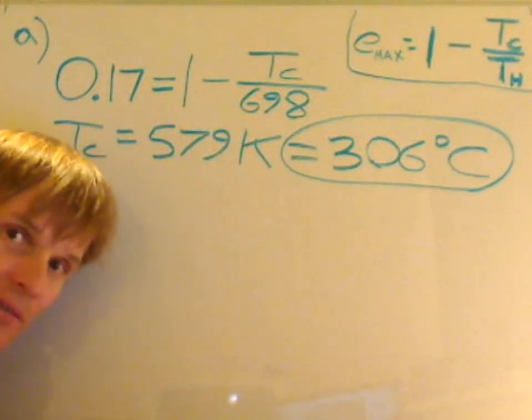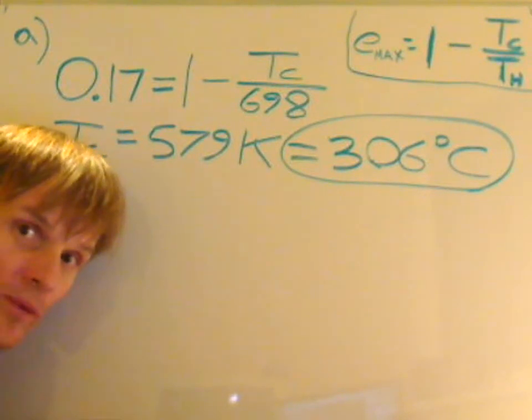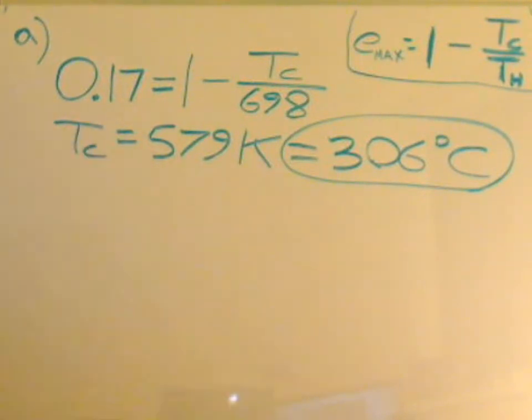So that's the cold reservoir temperature. So that's probably just the surrounding temperature of your steam engine then, because it's still going to be fairly warm right around the steam engine. So about 306 degrees Celsius.